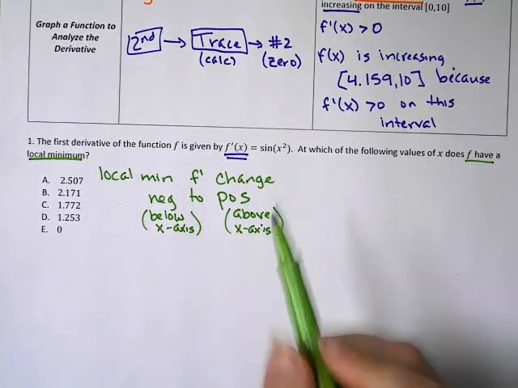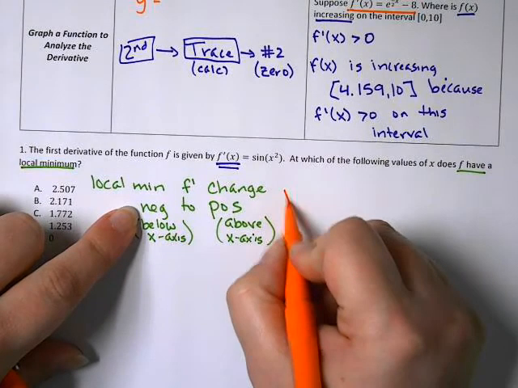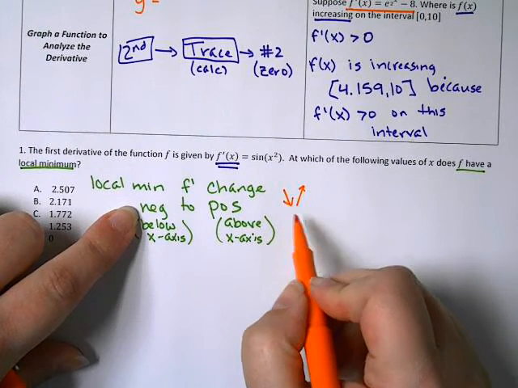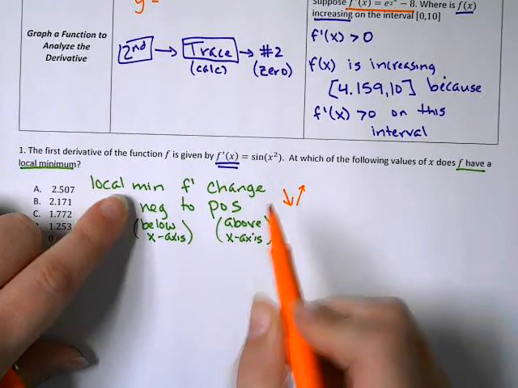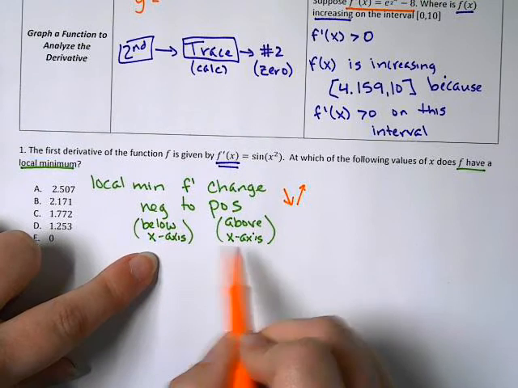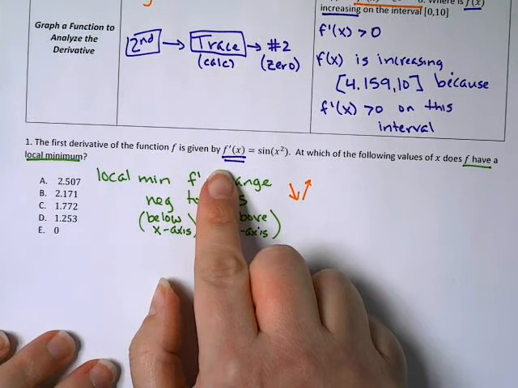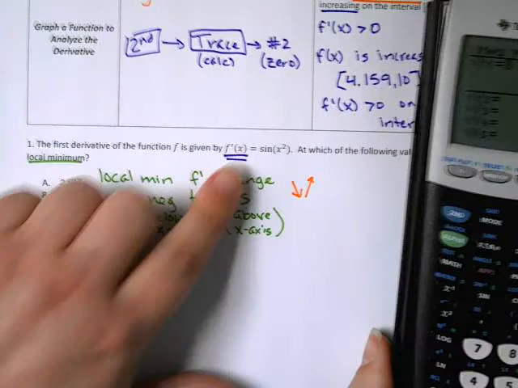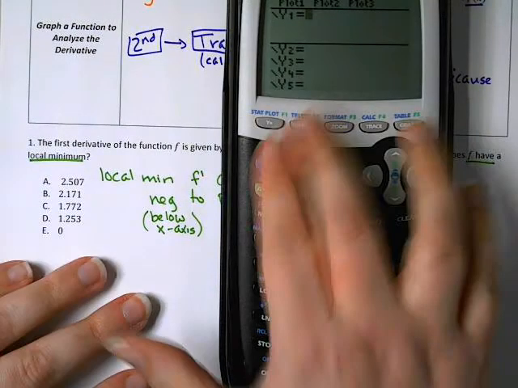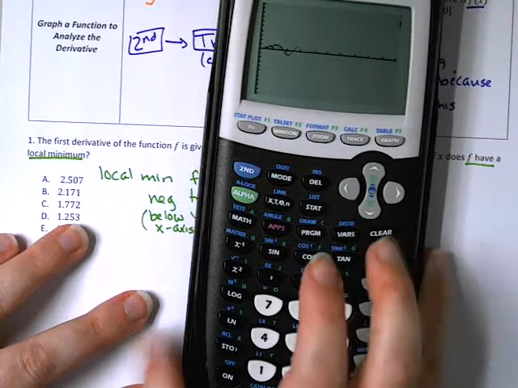Okay, and since that's what we were given, that's what we're going to be analyzing. By the way, we went from negative, which means we were decreasing, to positive. So that's how we know that that's a local minimum, because we were going down and then suddenly we were going up. So when we're looking at the graph of f prime, we're going from below the x-axis to above the x-axis. So let's go ahead and actually graph this function. Sine of x squared, and we're going to graph that.